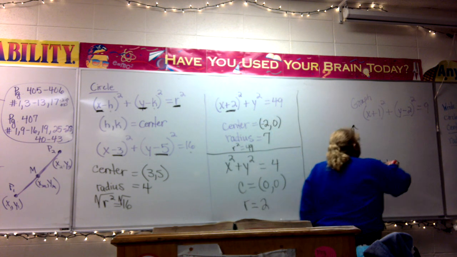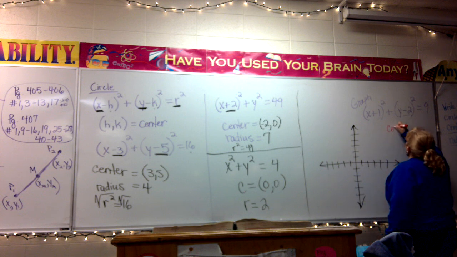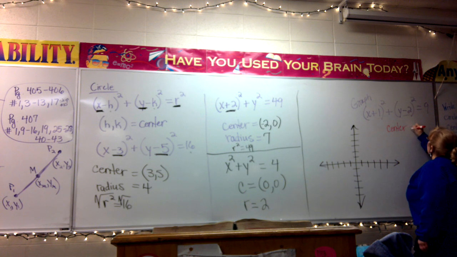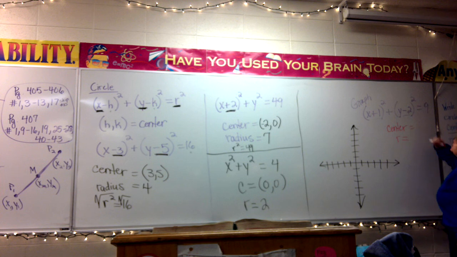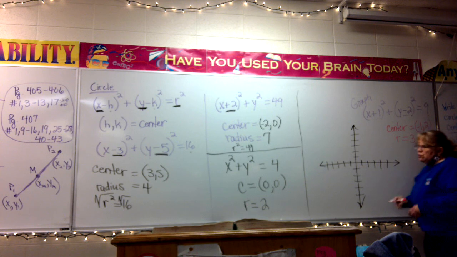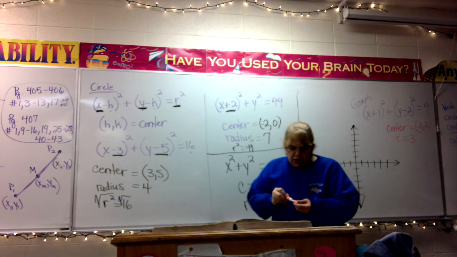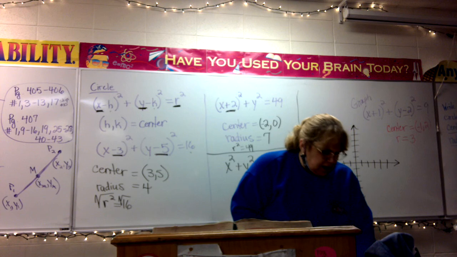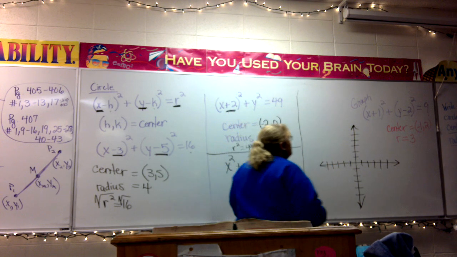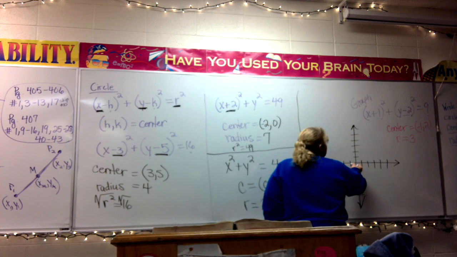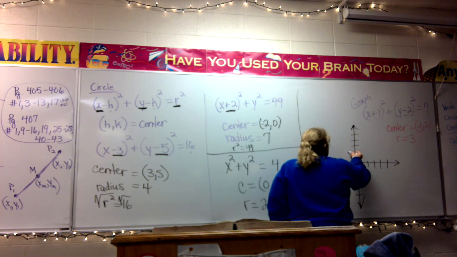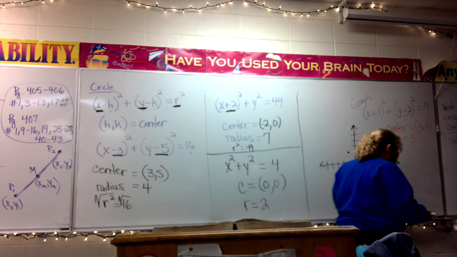So first of all, what I would ask you to do is write down the center and the radius. What's the center of this circle? -1 and +2, because remember, it's the opposite. And what's the radius? So here's what I would do if I were graphing that. I'd get a different color that you can actually see. The center is at (-1, 2). Right there is my center.